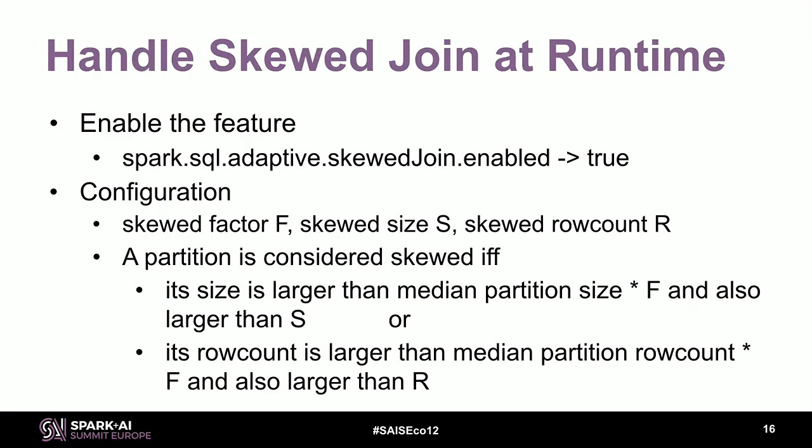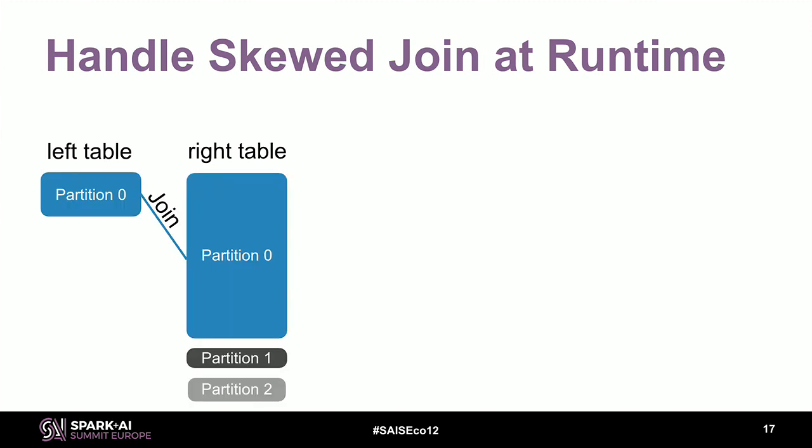The third feature. To use this, you should turn on the skewed join switch. Here, we use a simple algorithm for judgment of skewed partitions. And there are 3 parameters. They are skewed factor F, skewed size S, and skewed row count R. A partition is considered skewed if and only if its size is larger than median partition size multiplied by F, and also larger than a configured S, or its row count is larger than median partition row count multiplied by F, and also larger than R.